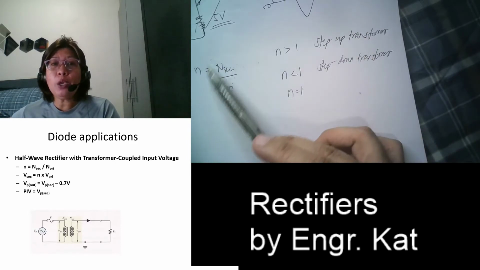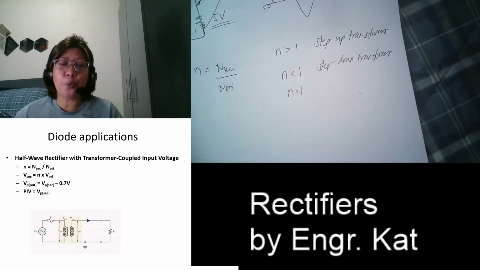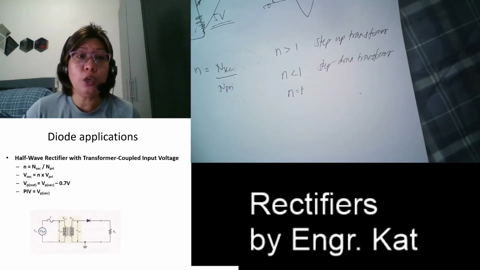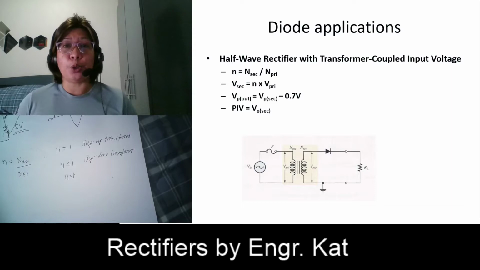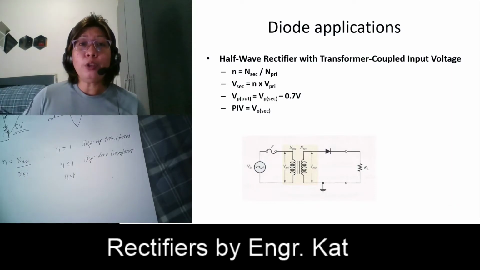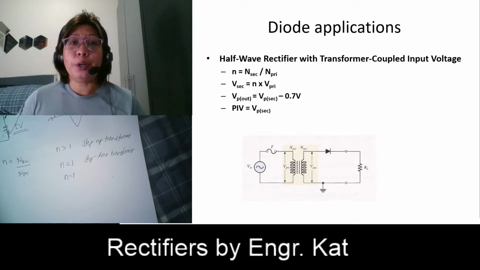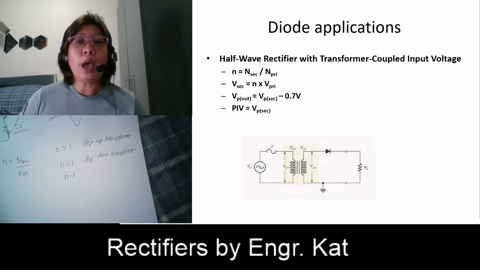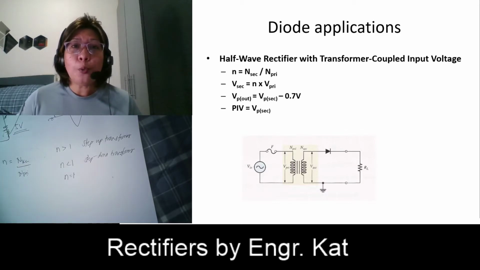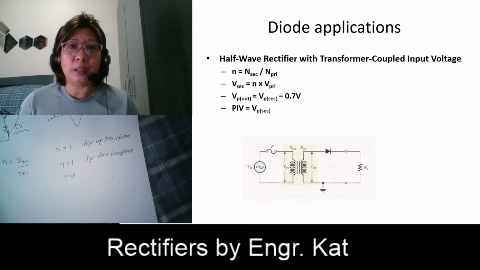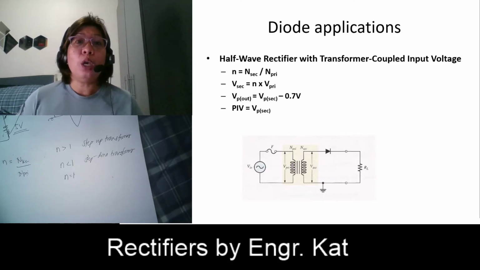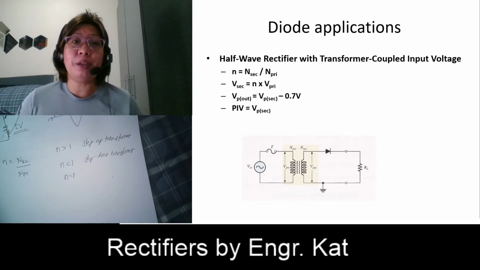So we will be using this secondary and primary winding in determining the solutions for half-wave rectifier circuits. For N, we have to determine first whether your transformer is a step-up or a step-down transformer. And then we have to solve for the secondary voltage. The secondary voltage is the one which will be applied to your half-wave rectifier circuit. Your secondary voltage is equivalent to N multiplied by your primary voltage.